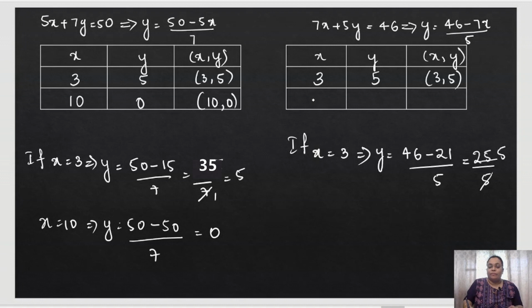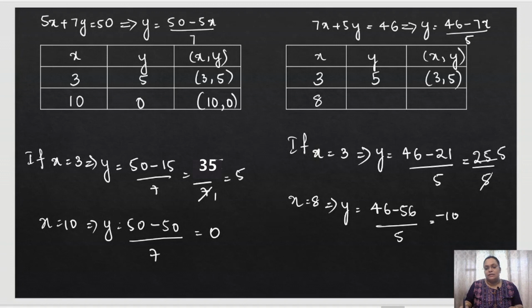Now let us take x is equal to 8. If we take x is equal to 8, you will get y is equal to 46 minus 7 eights, which is 56, by 5, which is minus 10 by 5. You will get minus 2. So y is equal to minus 2. The points are 8 and minus 2.